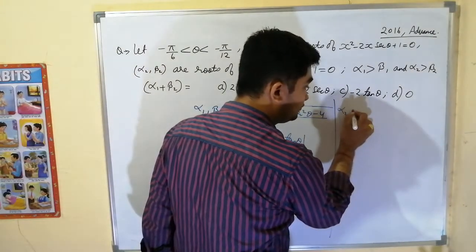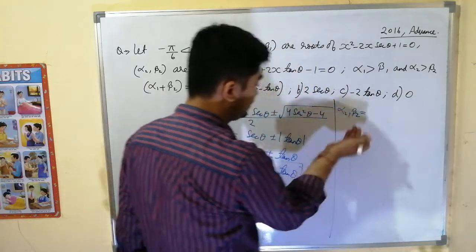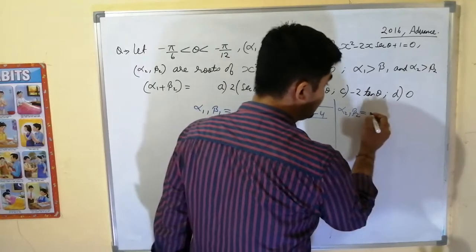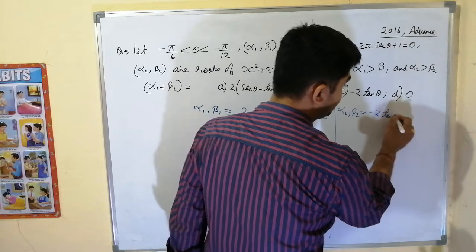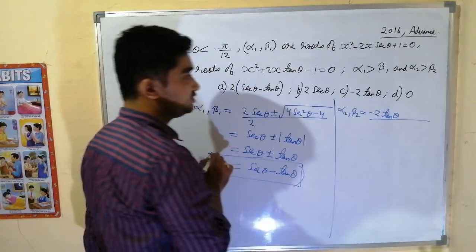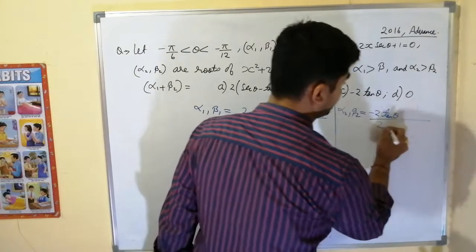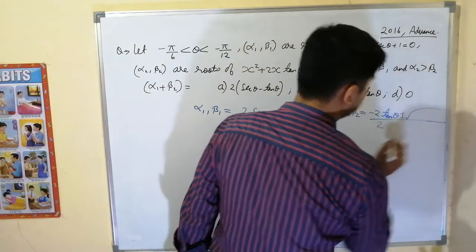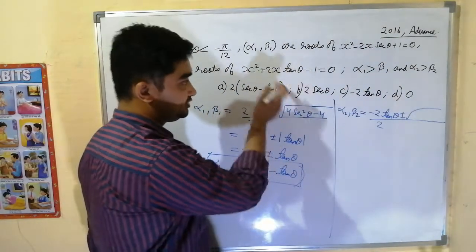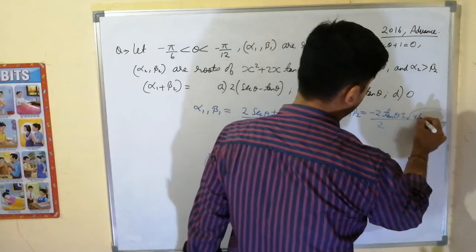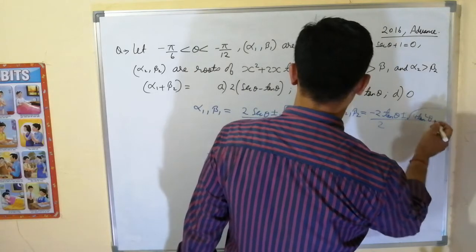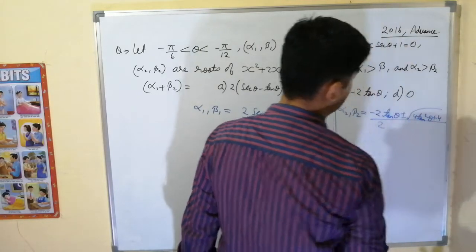And we know how to find the roots of a quadratic equation by the same formula. What are the roots? It is minus b, which is minus 2 tan theta, divided by twice of a, which is 2, plus or minus under root of b square minus 4ac. What is b square? It is 4 times tan square theta. Minus minus will make it plus, which is plus 4.